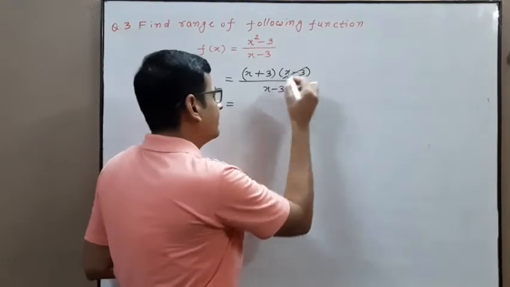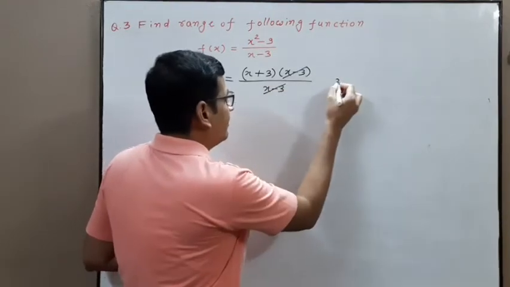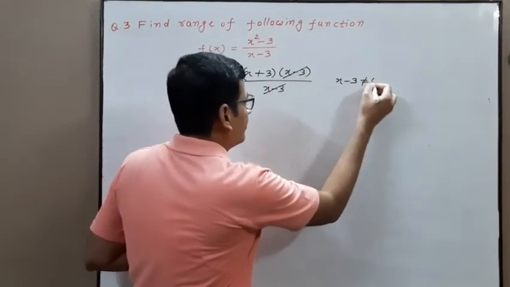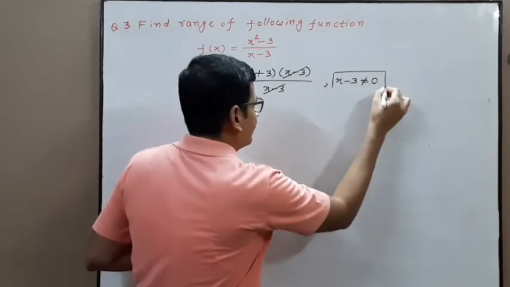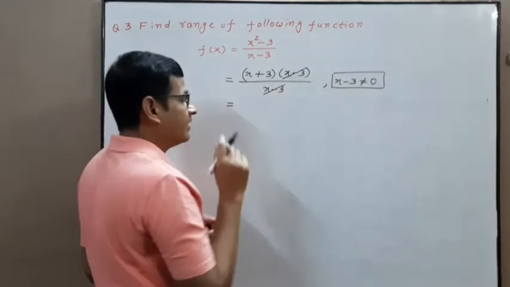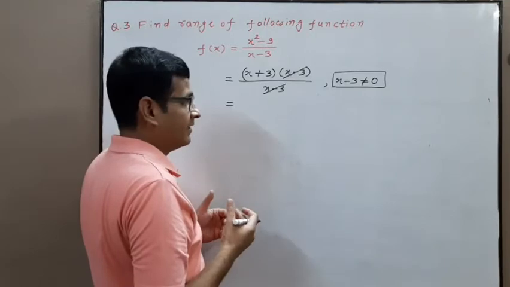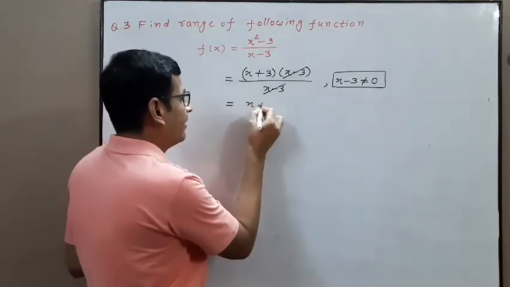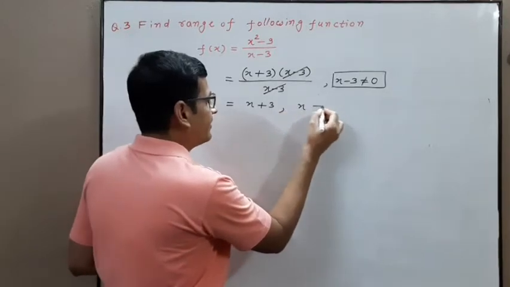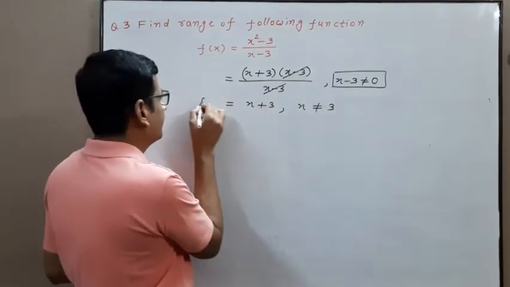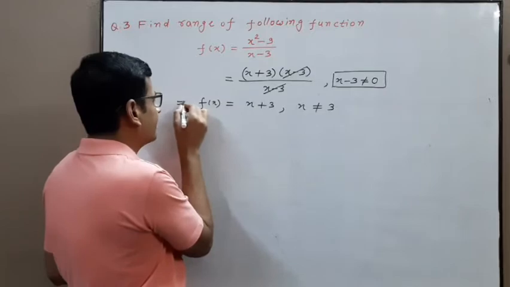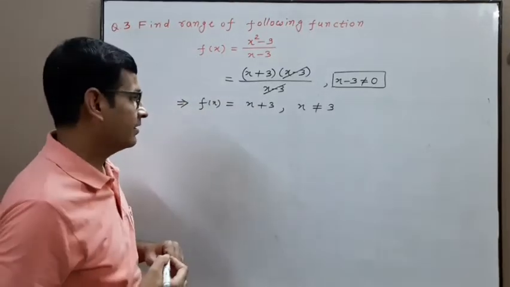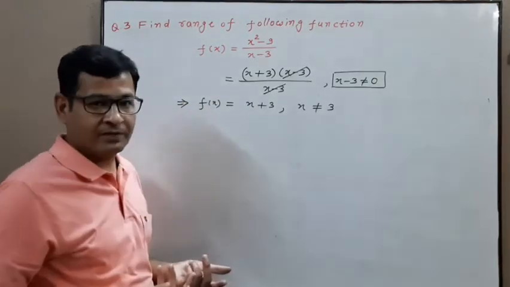So if we cut, then always write x minus 3 not equal to 0. This is compulsory. If you cut any number, any variable, then always write not equal to 0. x plus 3 and x not equal to 3. This is the new value of f(x) after simplification. Range means all possible values of f(x).